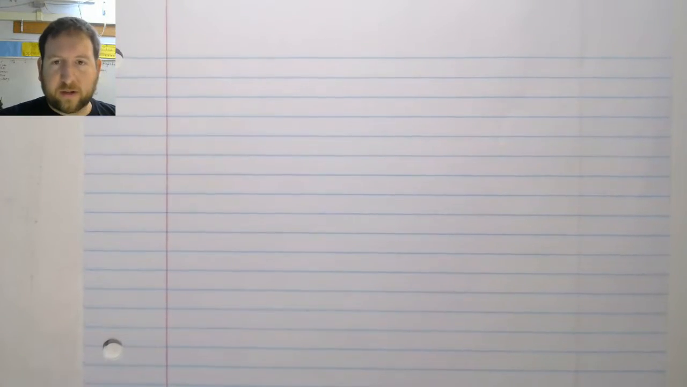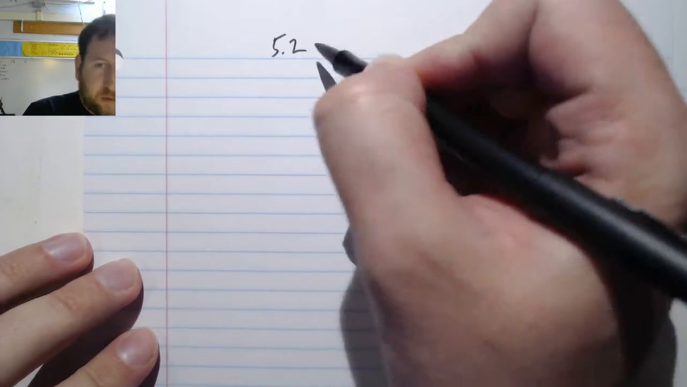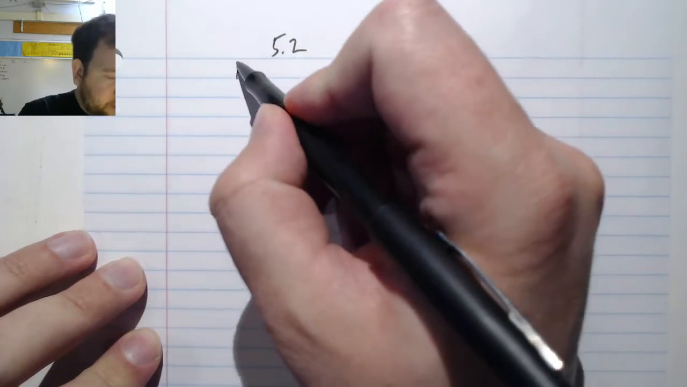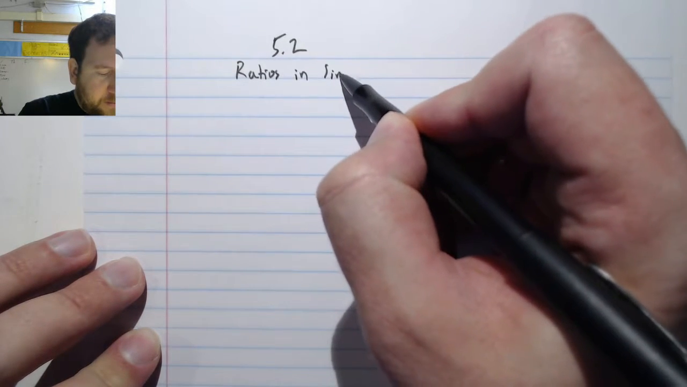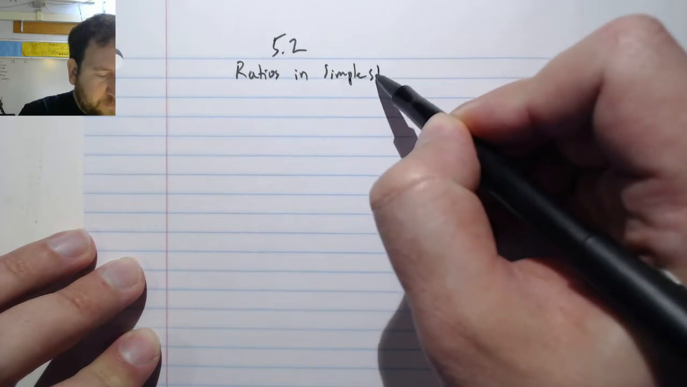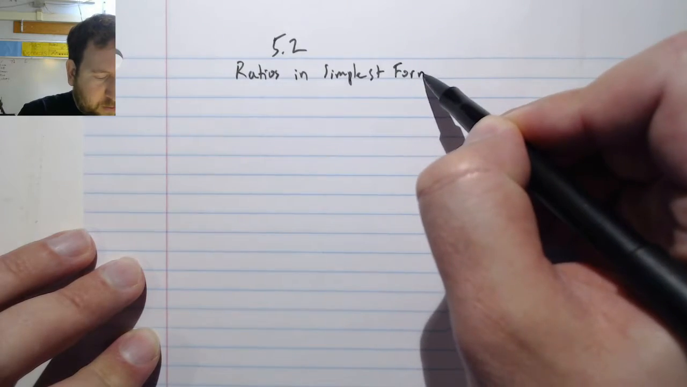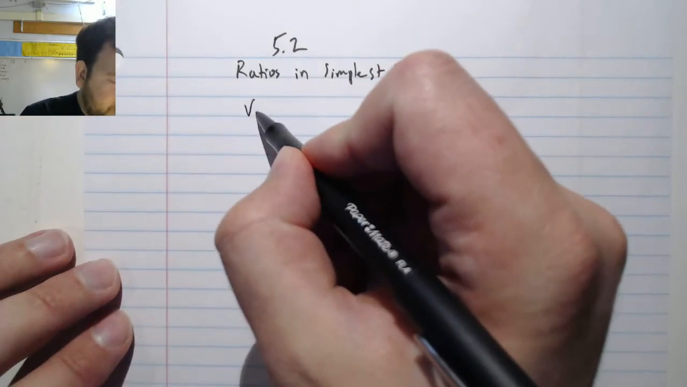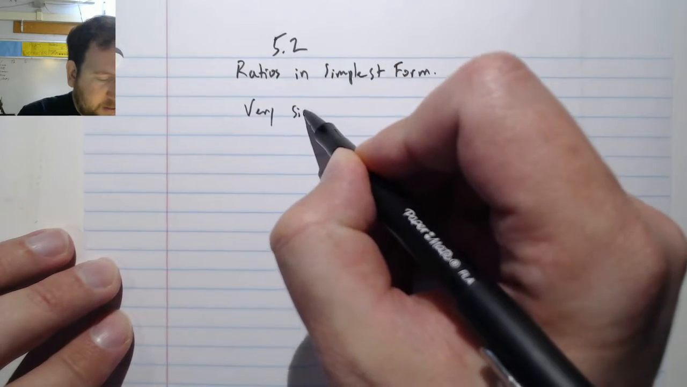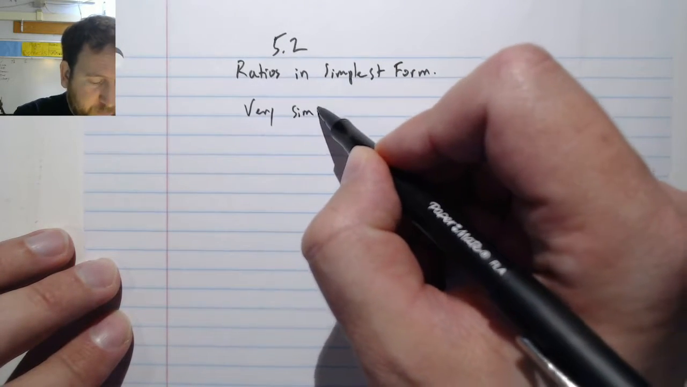All right, one more section. We're going to talk about section 5.2, and we're going to talk about ratios in simplest form. Now, this is very similar to simplifying fractions. In fact, it's almost exactly the same.